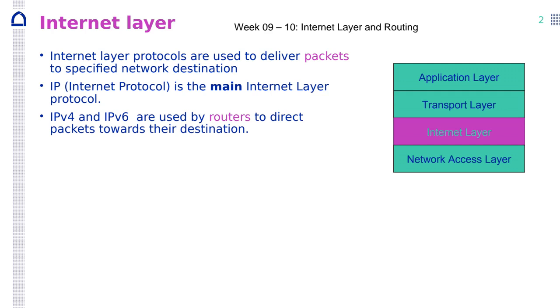CIS 1103, week 9/10: internet layer and routing. We studied the 7 layers of the OSI. The TCP/IP model has 4 layers according to your book.